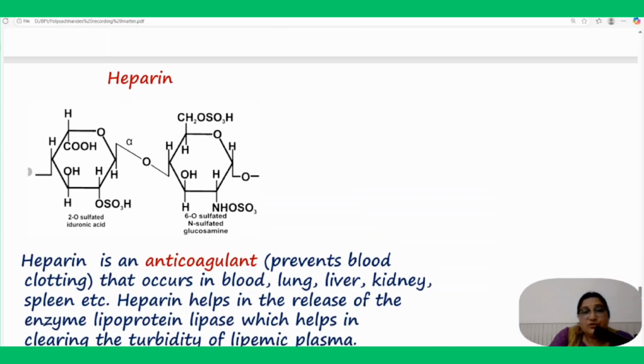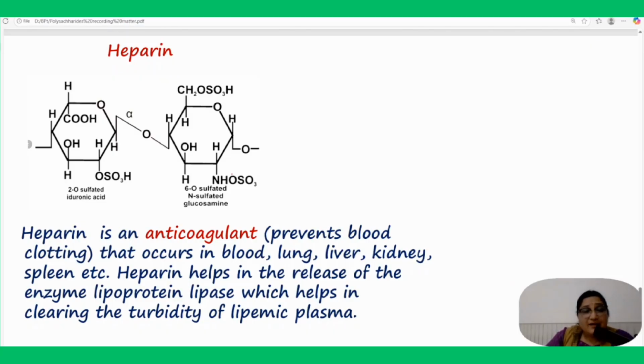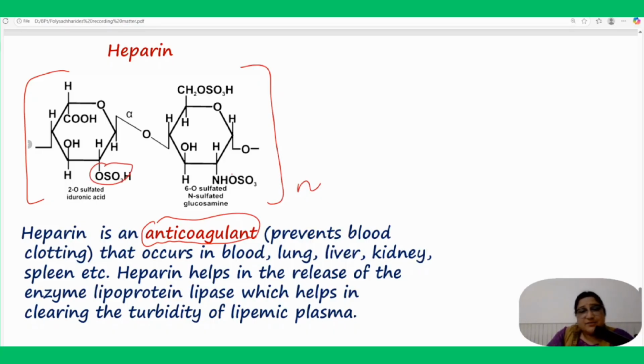Okay. So now move on to the structure of heparin. Heparin, we know, is an anticoagulant that will prevent blood clotting. Okay, it also helps in the release of the enzyme lipoprotein lipase, which will help in clearing the turbidity of lipemic plasma. So here you can see this heparin. It contains iduronic acid, which is 2' sulfated, and 6' sulfated and N-sulfated glucosamine, and they are together linked by beta 1,4 linkage.